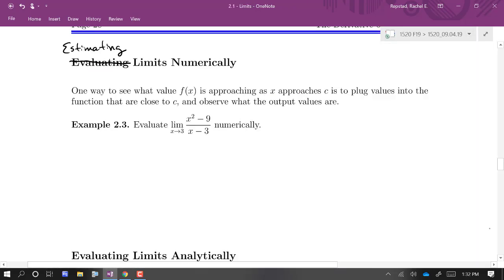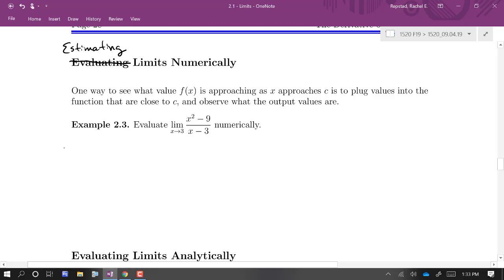So we're going to evaluate this limit numerically. The limit as x approaches 3 of x squared minus 9 over x minus 3. To start off, we'll just note that you're going to divide by 0. So x equals 3 is a problem. I can't plug in x equals 3. That's fine, I just want a limit. So I'm going to sneak up on 3 from either direction.